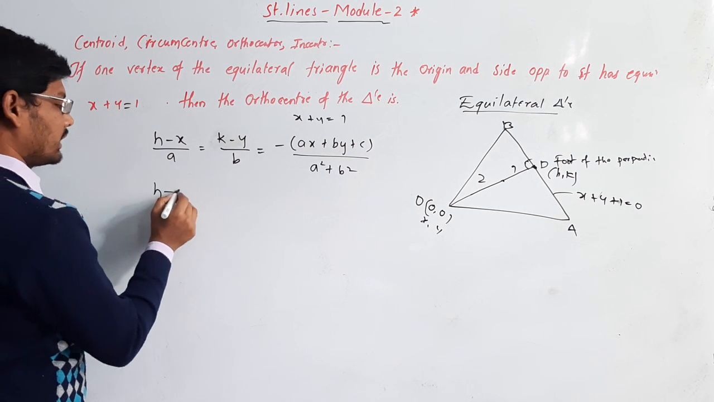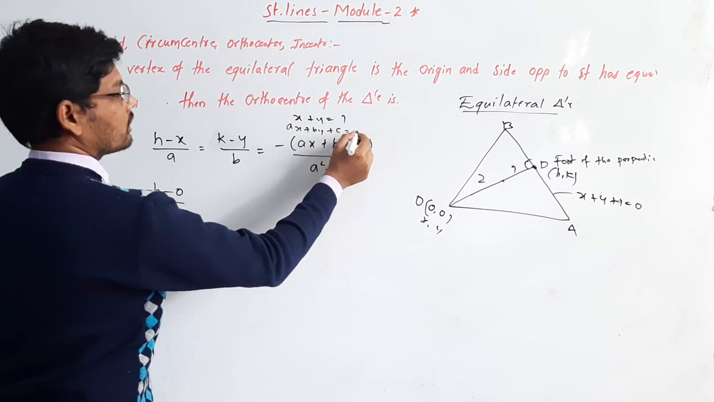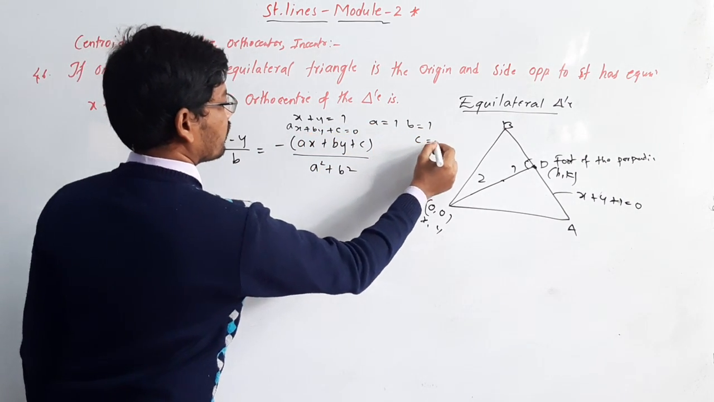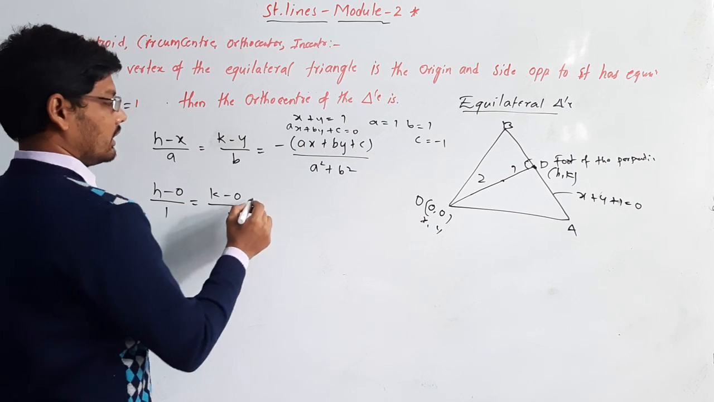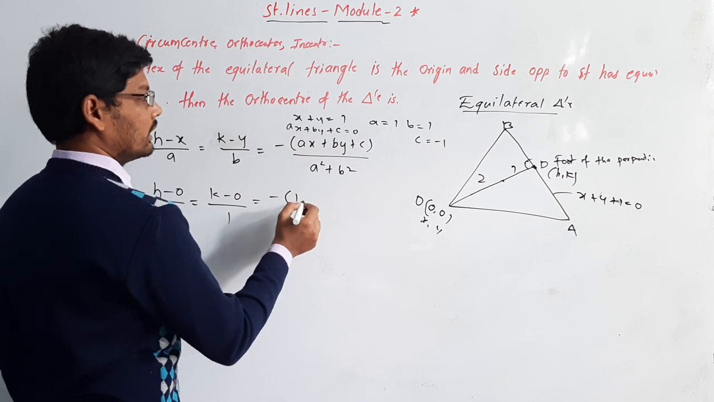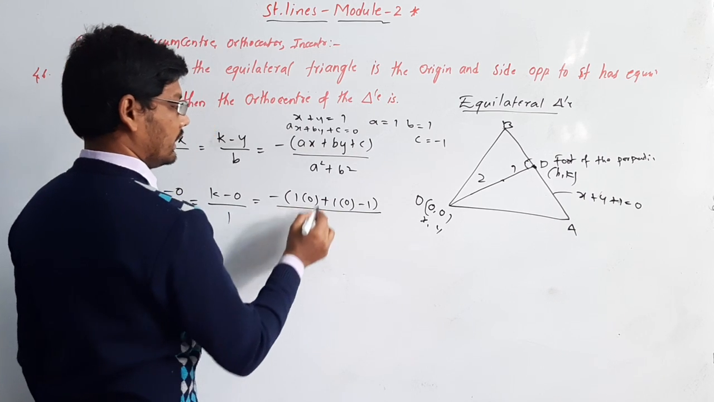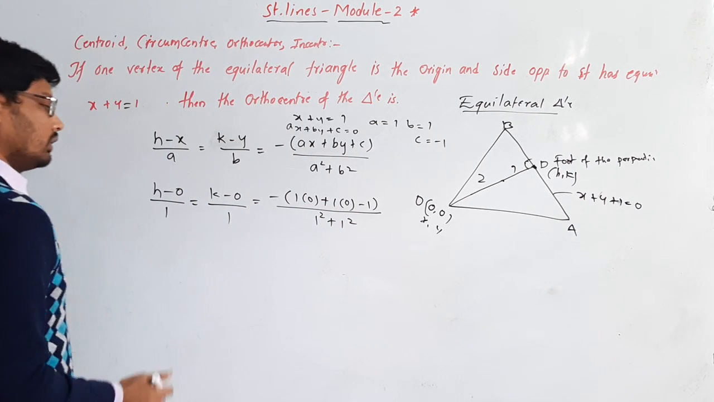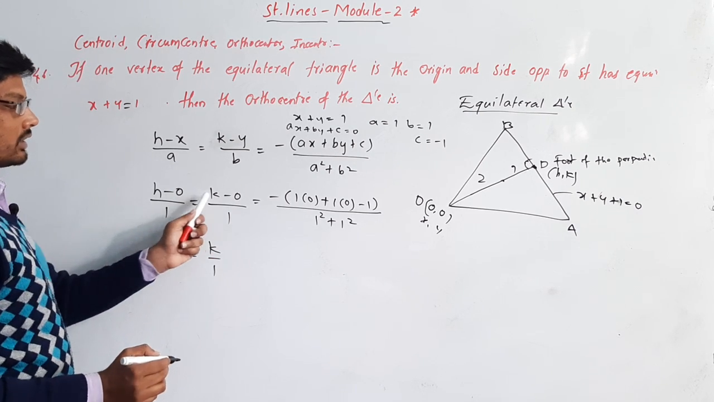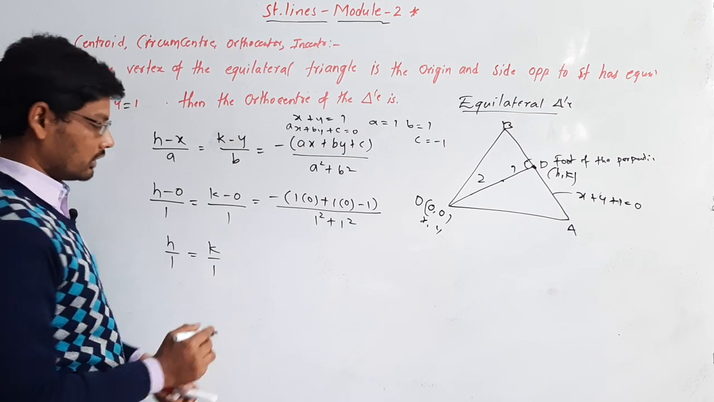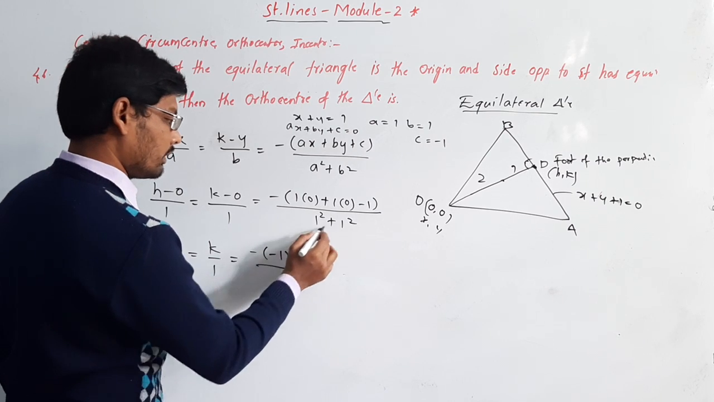So let's substitute the values. h minus 0 by a, where a is equal to 1, b is equal to 1, c is equal to minus 1. k minus 0 by b, b is 1, and minus of a x plus b y plus c, x is 0 and y is 0, c is minus 1, divided by a square plus b square, 1 square plus 1 square. So h minus 0 is nothing but h, k minus 0 is nothing but k, divided by 1. So 0 plus 0 minus minus 1, minus of minus 1, divided by 1 plus 1.